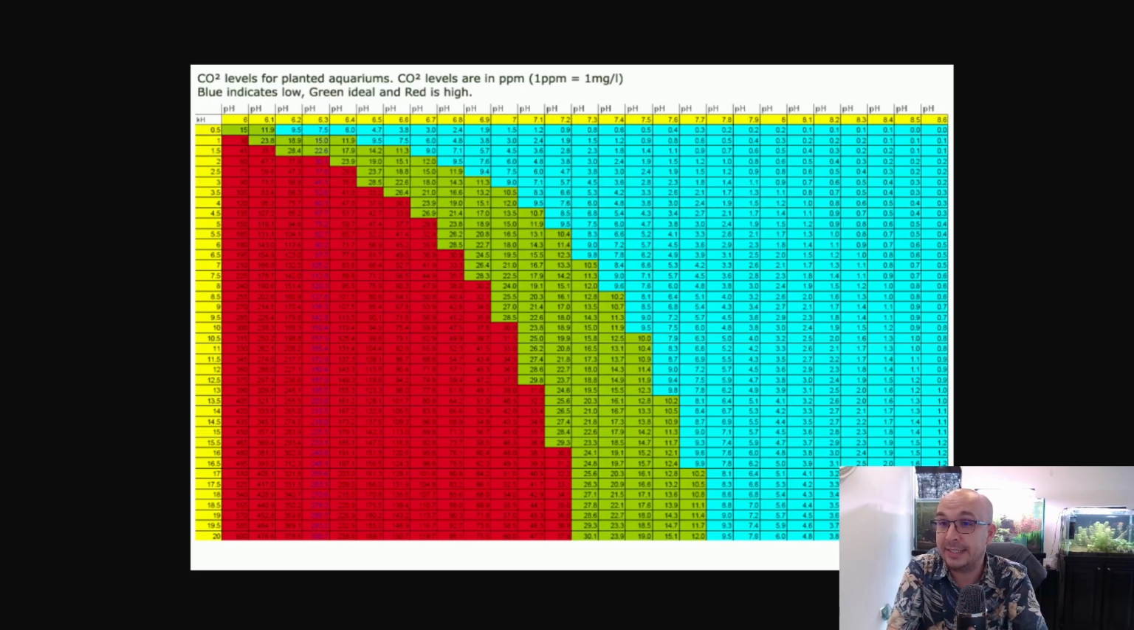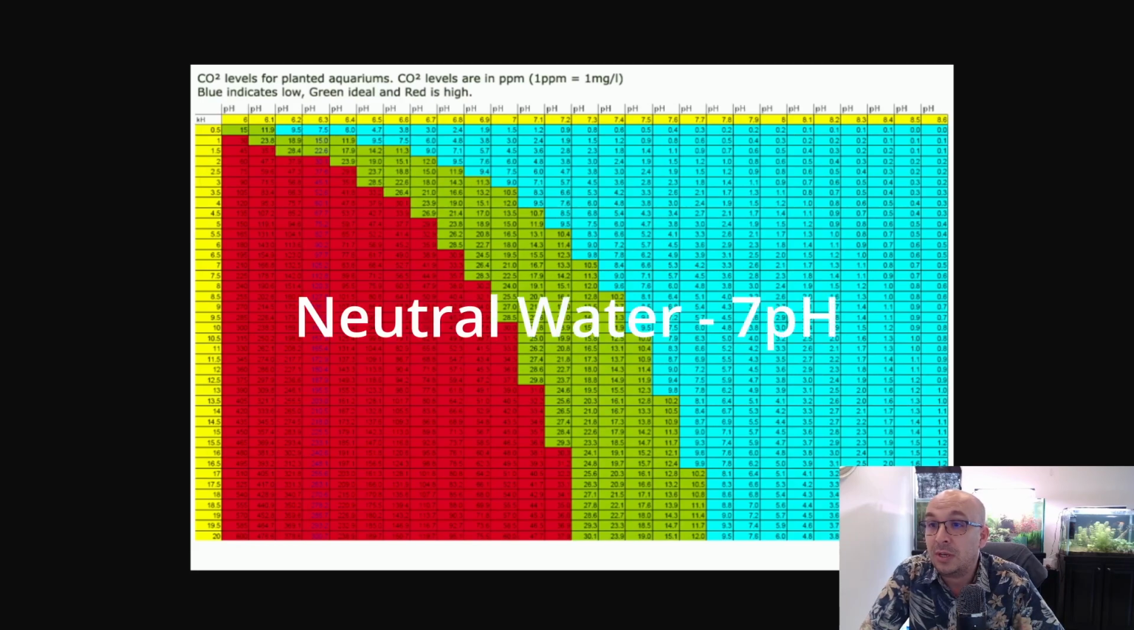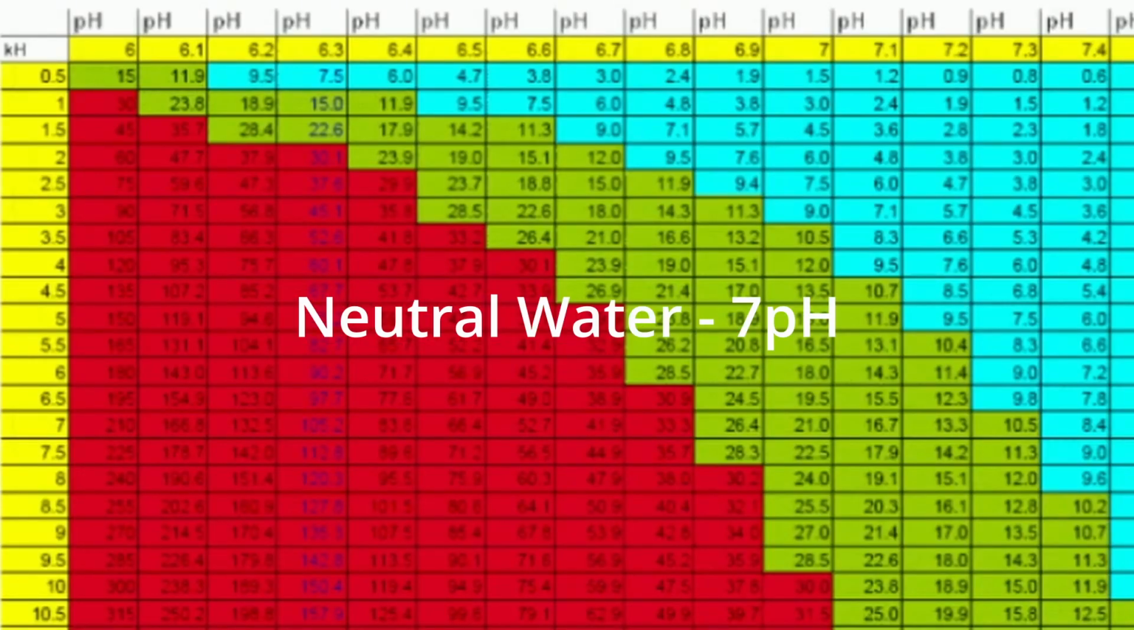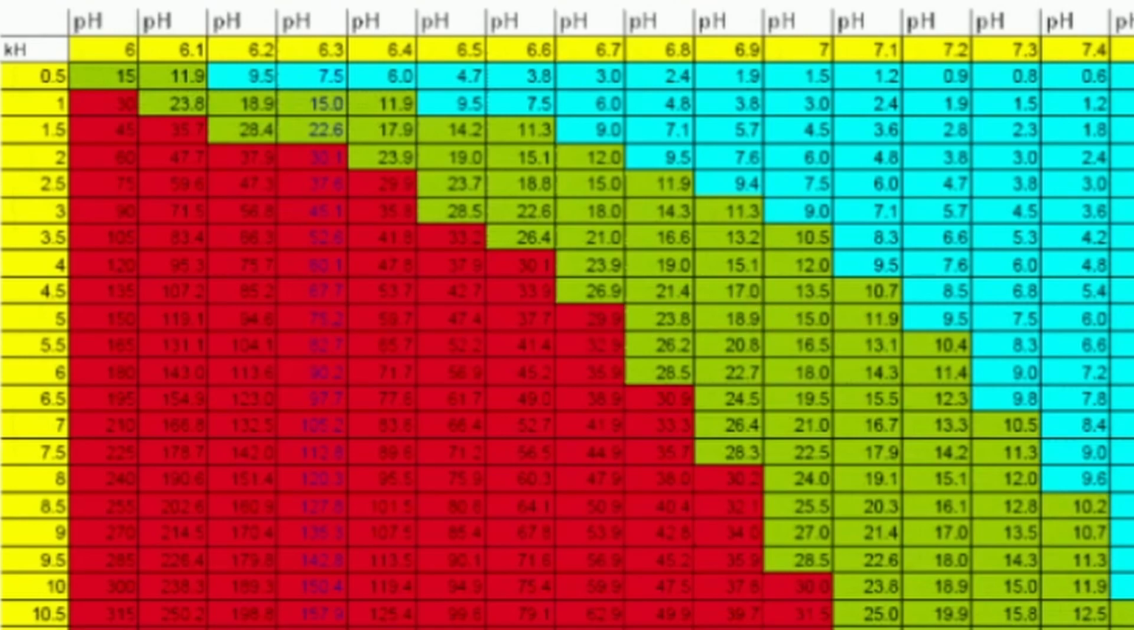Scientists have mapped out the values for all of the pH values and the KH values and the corresponding CO2 values. So if you have a neutral water with a KH of 1, you've got 3 ppm of CO2. If you've got neutral water and a KH of 5, you've got, there's so many lines, it's hard to read this. You've got a CO2 concentration of 15 ppm.